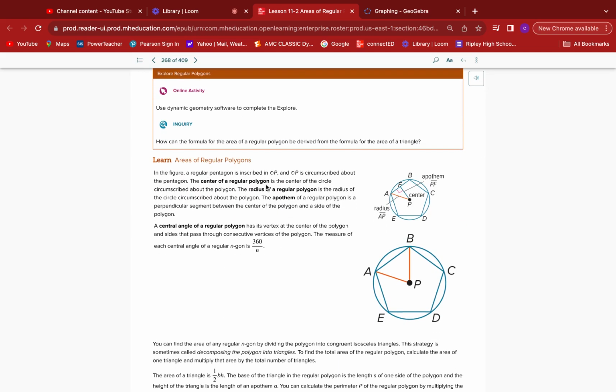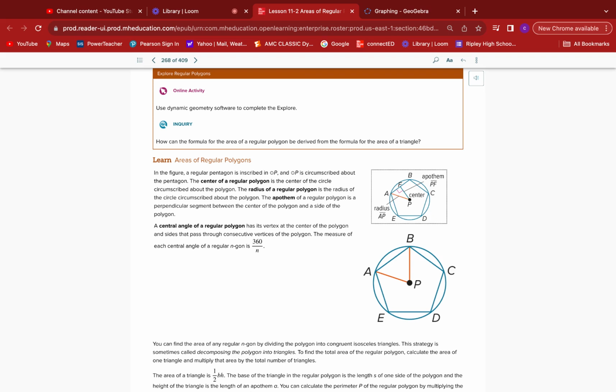The center of a regular polygon is the center of the circle. It's the same thing really as a central angle, and you're going to need to be able to find that. To do that, you take 360 and you divide by how many sides or angles, for that matter, the polygon has. So 1, 2, 3, 4, 5. This is a pentagon, so I would take 360 and divide by 5. That would give me the central angle.